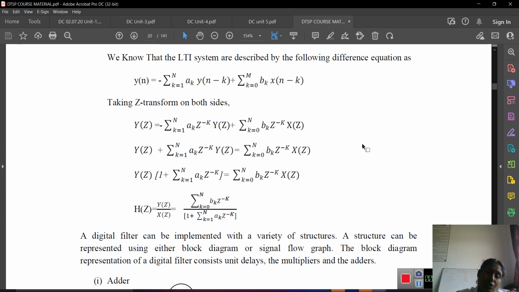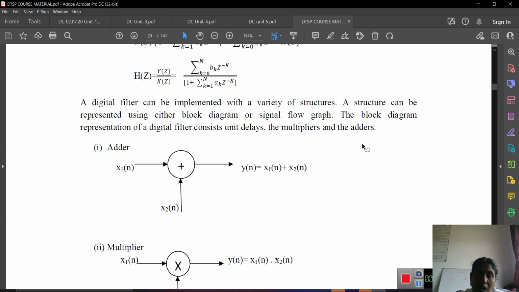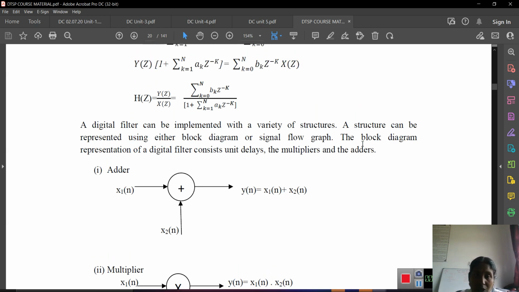Finally, H of z equals Y of z divided by X of z, which is summation k equal to 0 to M, bk z power minus k, whole divided by 1 plus summation k equal to 1 to N, ak into z power minus k. This is the H of z transfer function. It is used for the IIR system.